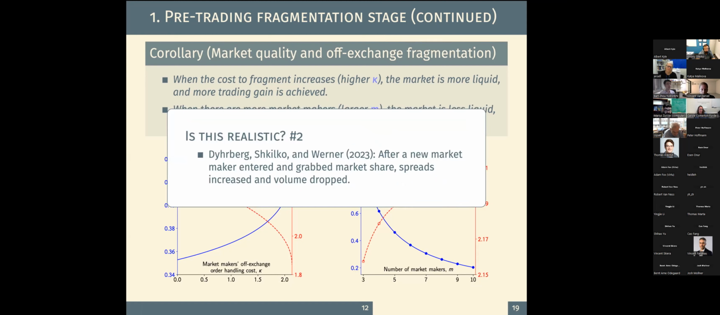So again, I'm going back to Andre's paper. They basically show an interesting episode where a new market maker entered, and once that market maker grabbed the market share and stabilized the operation, the spreads actually increased and volume dropped. So the market indeed became less liquid once new market makers entered. So we think this can be happening in reality as well. Again, this is more pronounced in smaller stocks, where retail trading is a higher fraction in the first place.